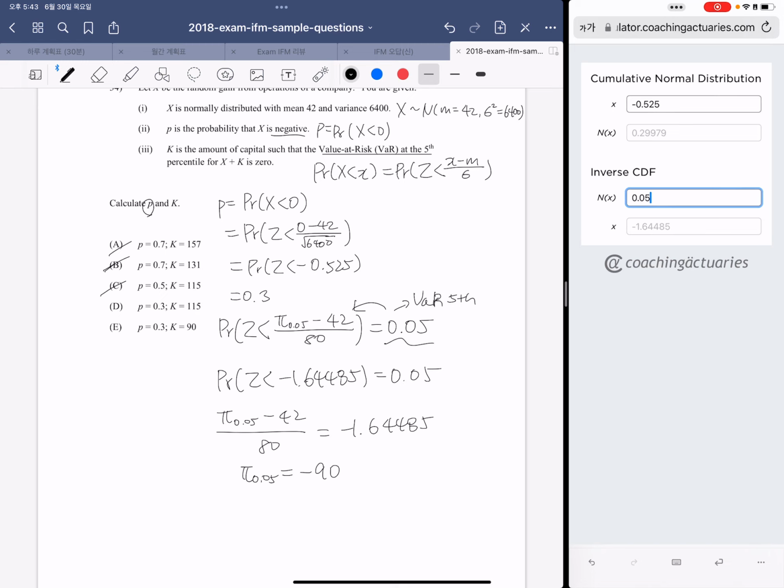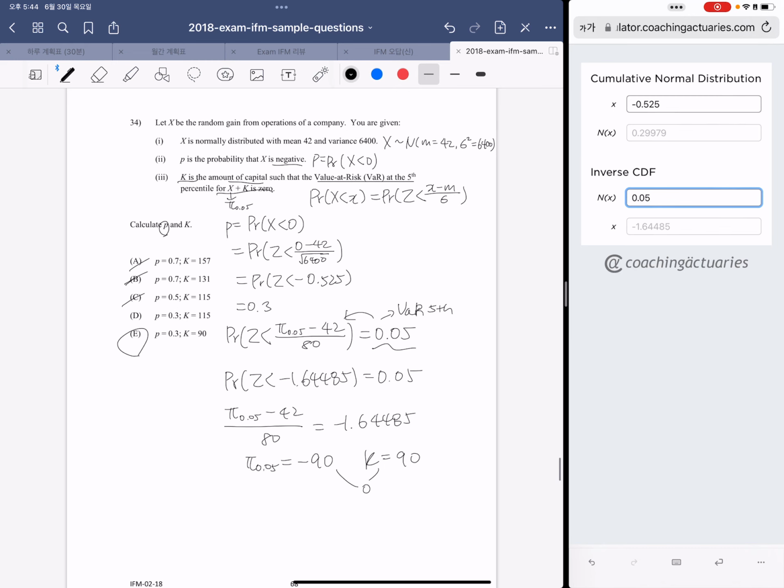negative 90. And we want to know K, the amount of capital such that X plus K is 0. So X in this case, I just used pi at 0.05. So K would be just 90 because X plus K should equal, when these two are added together, it should equal 0. So K equals 90. So the answer is E.